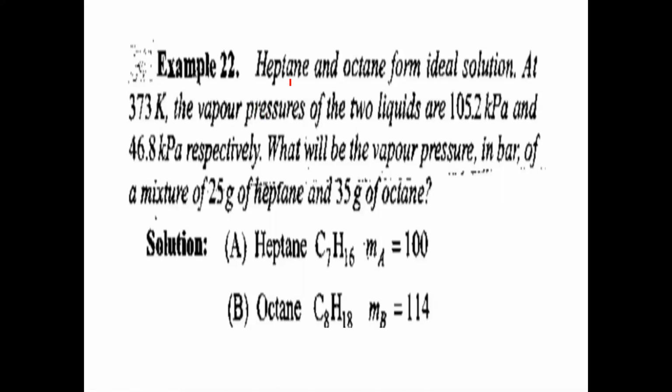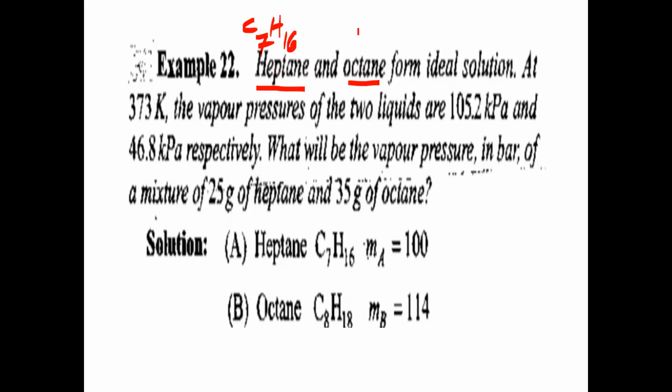Hello everyone. Today we continue with the numerical problems based on Raoult's law. One more example is heptane and octane. Hept means 7 carbons. "-ane" indicates double the number of carbons plus 2. Here, double 7 is 14, 14 plus 2 is 16. C7H16 is the formula of heptane.